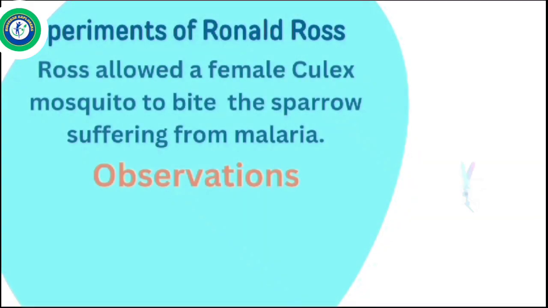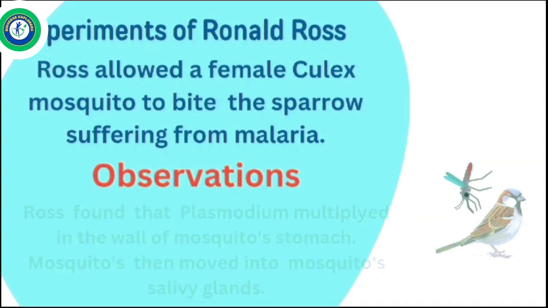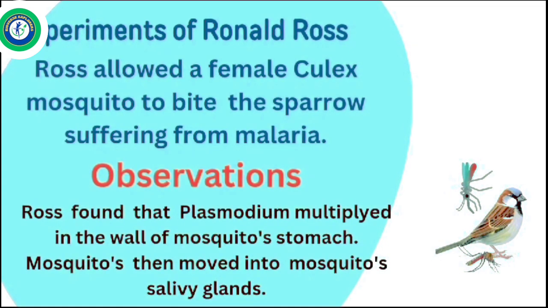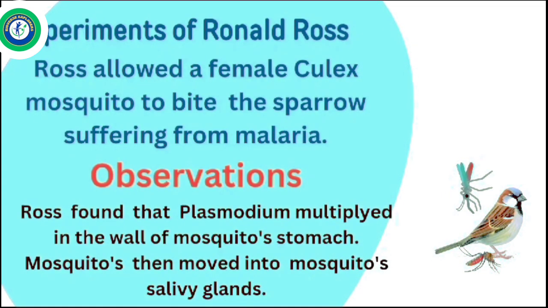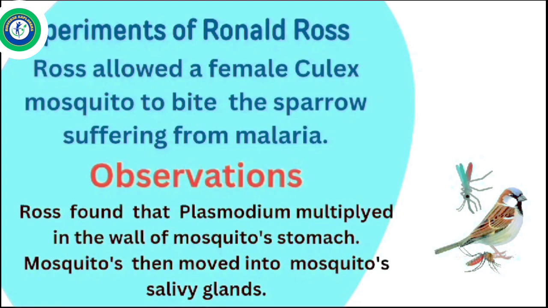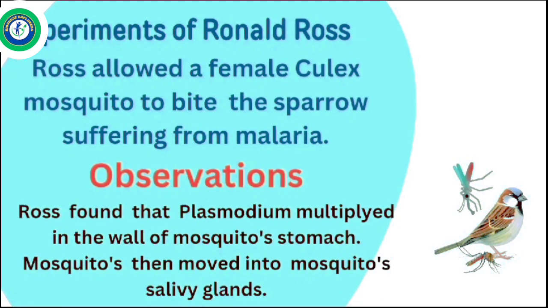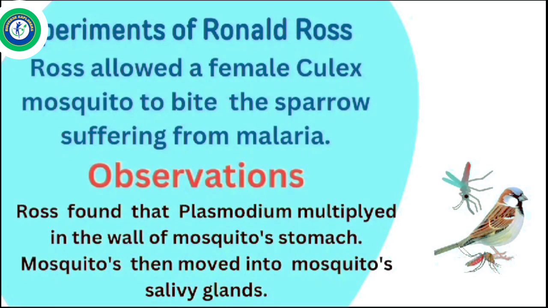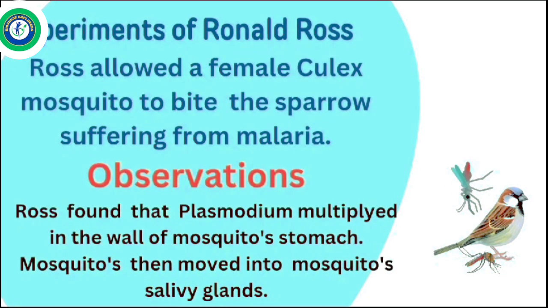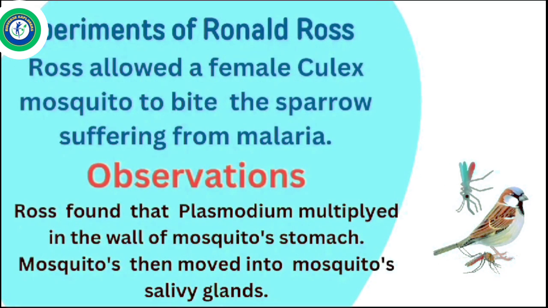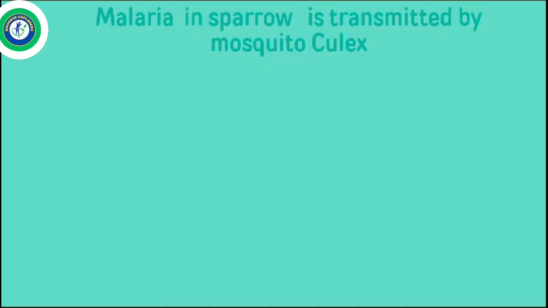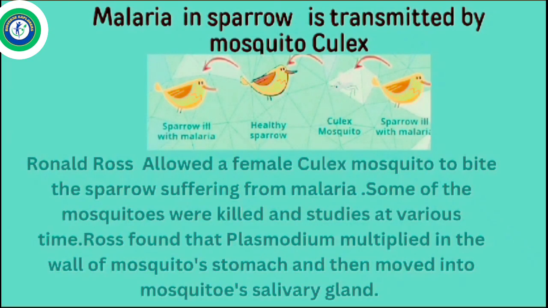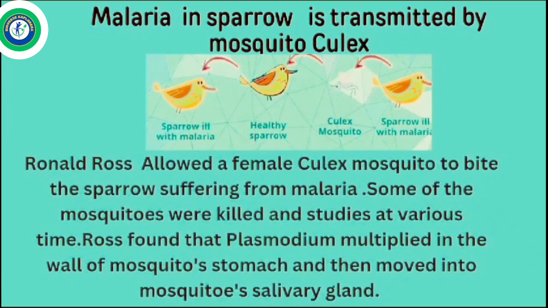Experiments of Ronald Ross. Ronald Ross allowed a female Culex mosquito to bite a sparrow suffering from malaria. Observations: Ross found that plasmodium multiplied in the wall of the mosquito's stomach. Plasmodiums then moved into the mosquito's salivary glands. Malaria in sparrows is transmitted by the Culex mosquito.